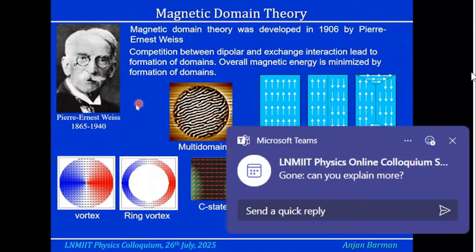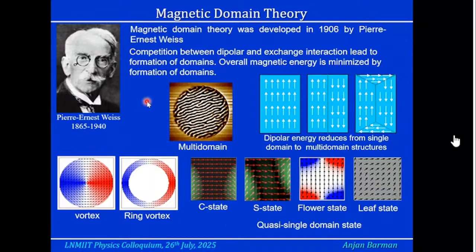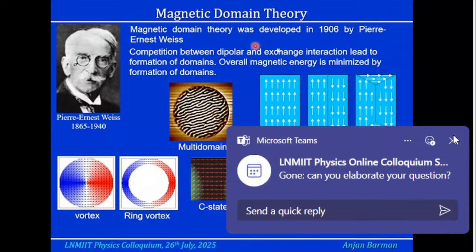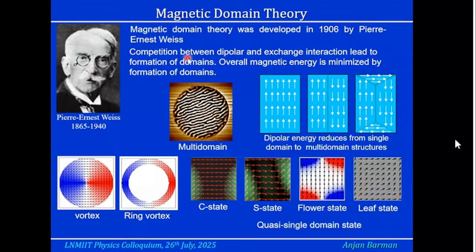So over a short length scale, the exchange energy wins. It makes the spins parallel over a shorter length scale. Whereas over a long length scale, the dipolar energy wins, and as a result you get an anti-parallel kind of alignment in the long range, and that gives rise to something called a domain. Okay, so domain theory was first developed by Pierre Ernest Weiss in 1906, who also gave the Weiss molecular field theory. And like I said, it is due to the competition between dipolar and exchange interaction.